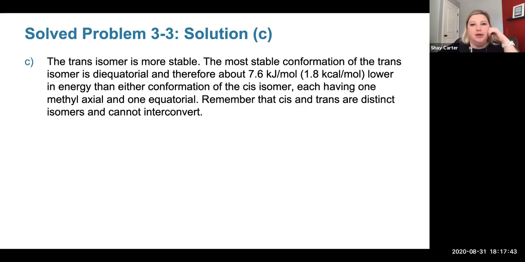Okay, so cis and trans are distinct isomers. They cannot interconvert. Okay, they're 2 different molecules. We have to break bonds to get from cis to trans, whereas conformation-wise, we can do ring flips and move around for axial and equatorial conformations.